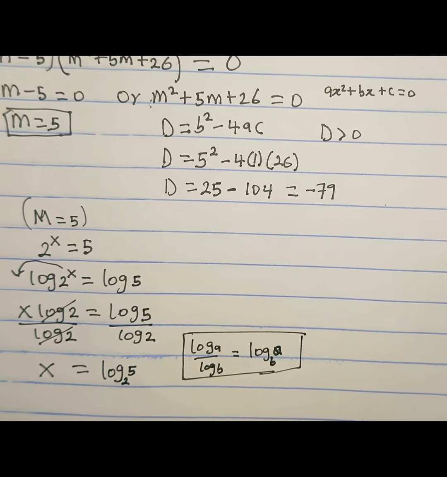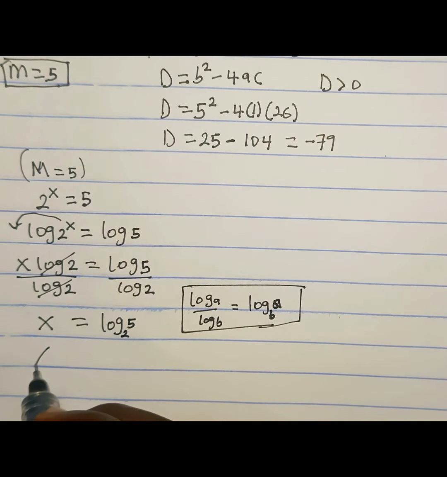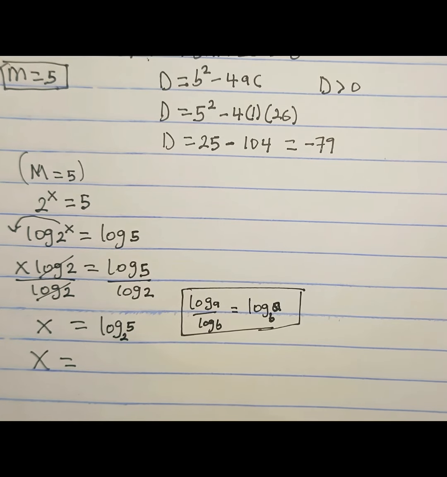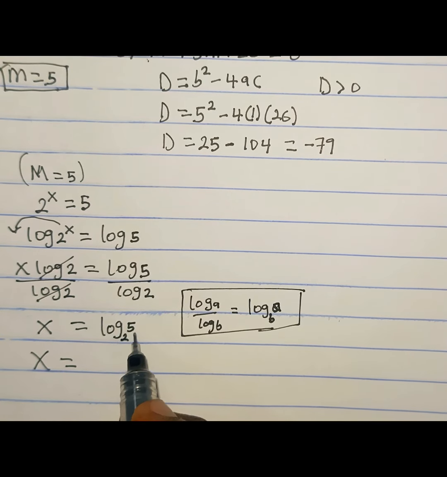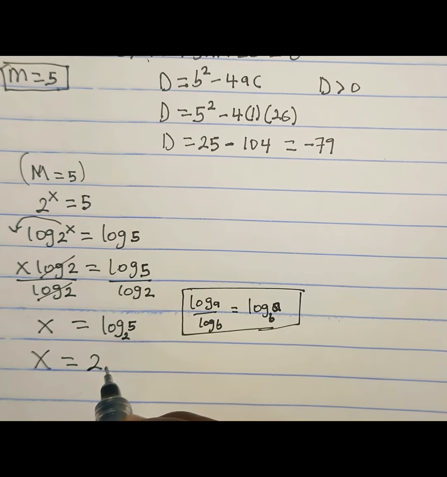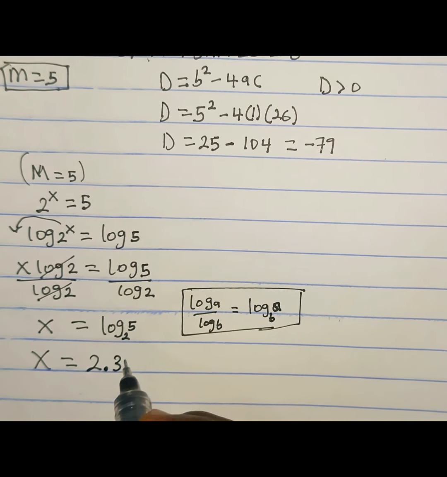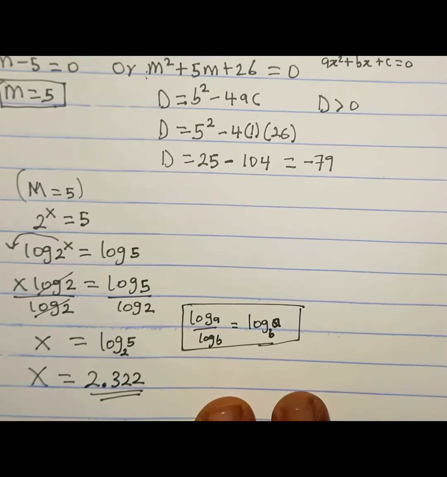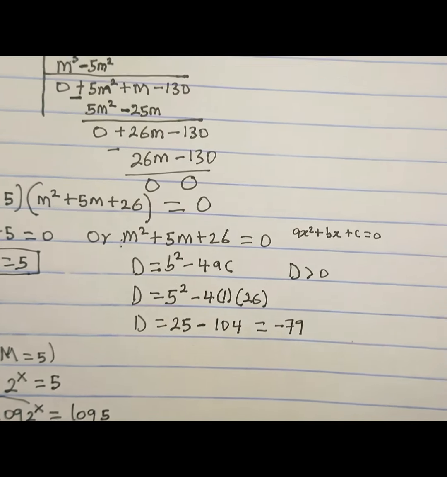So therefore, this is the value of x, but if you want to get a numerical value, if you press the calculator, log 5 to the base of 2 is going to give us approximately 2.322. So here is the value of x that satisfies this olympiad problem.